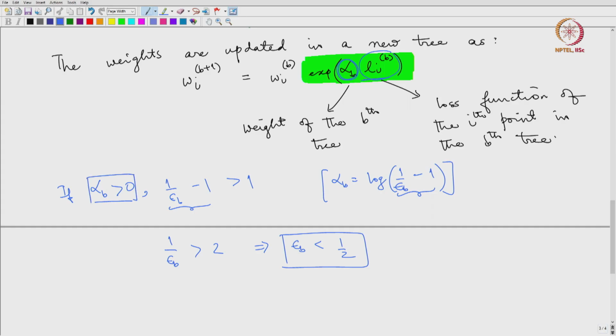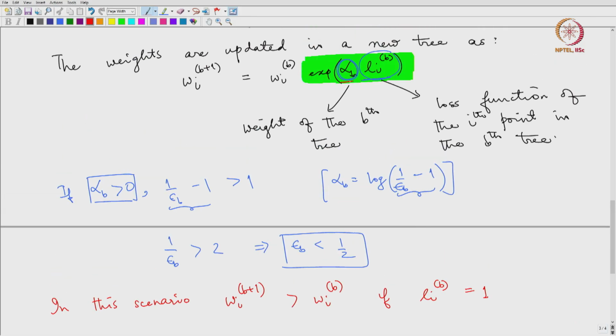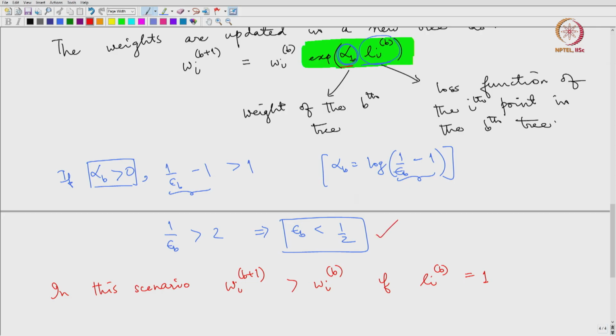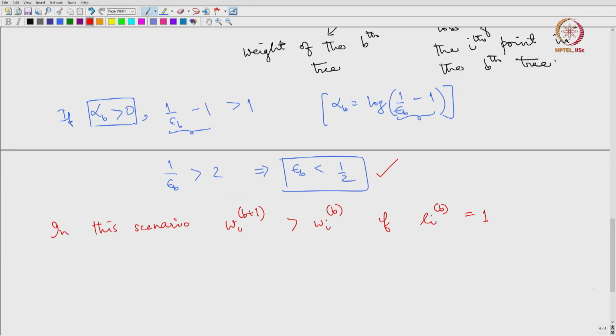That means that if the loss function is high, is plus 1, then the weight will increase. So, in this scenario, the weight function WIB plus 1 will be greater than WIB if LIB is equal to 1. So, if the point is incorrectly predicted, your weight is going to go up, as long as alpha b is positive, and alpha b will be positive if epsilon b is less than half. So, that means that for the weights to increase, the error made by the bth tree should be less than half.